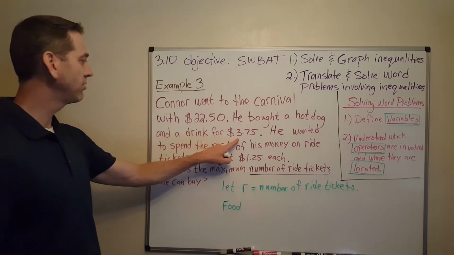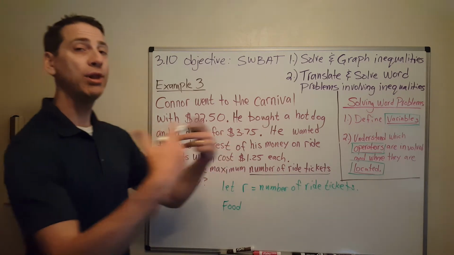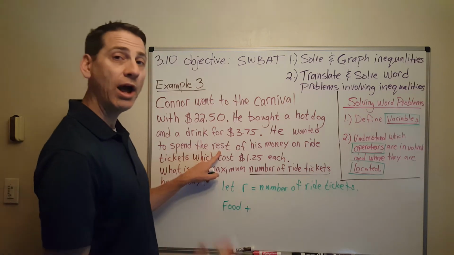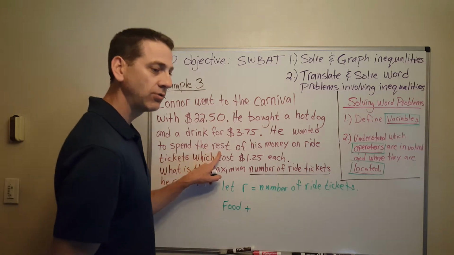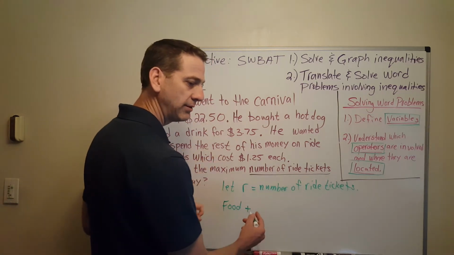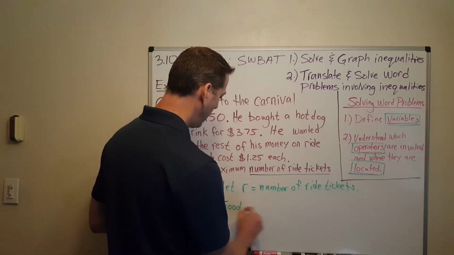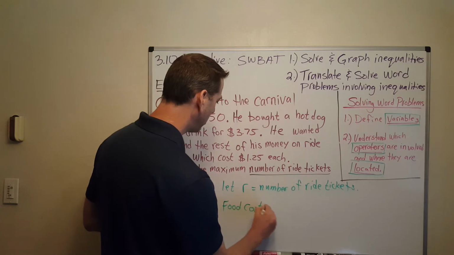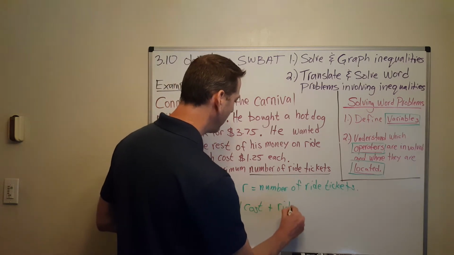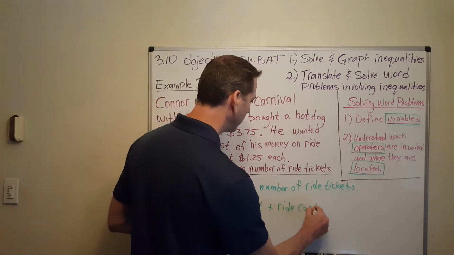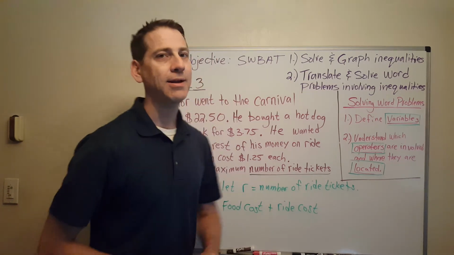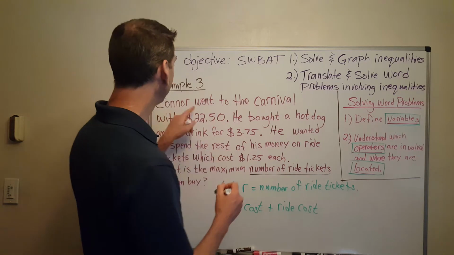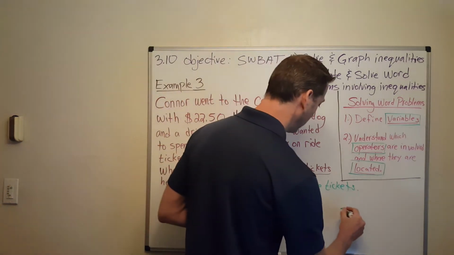A hot dog and a drink, plus he wants to go on some rides. So food cost plus ride cost. And he only has $22.50 to spend. That's all he has, so that's going to come over here.